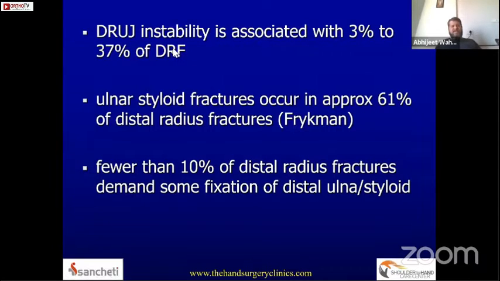When you look at DRUJ instability associated with distal radius fractures, we should understand that 3 to 37% of distal radius fractures may have an associated DRUJ instability. And ulnar styloid fractures, according to Frykman, occur in almost 60% of patients having distal radius fractures. However, it is remarkable that fewer than 10% of these patients would necessitate some kind of fixation of the distal ulna or the styloid.